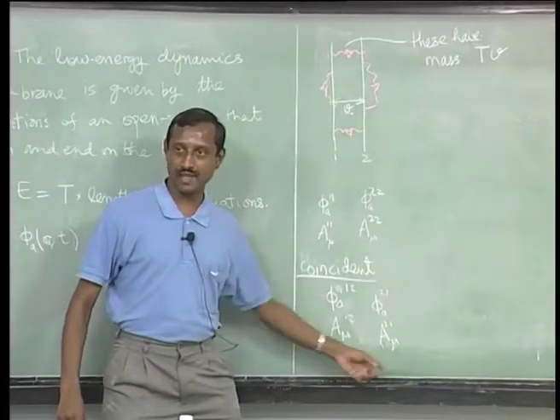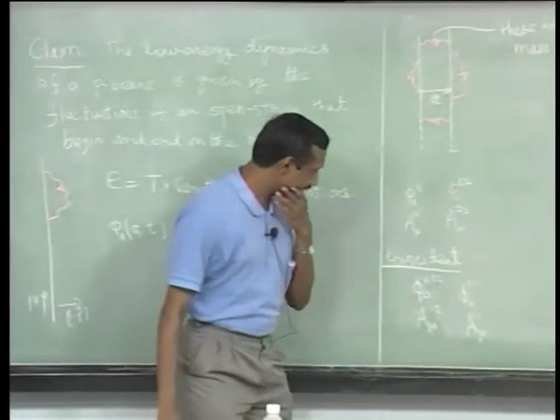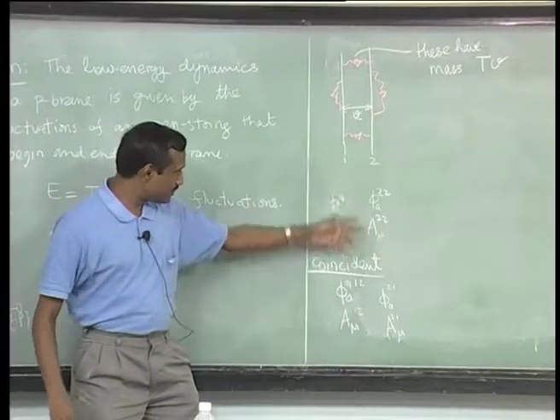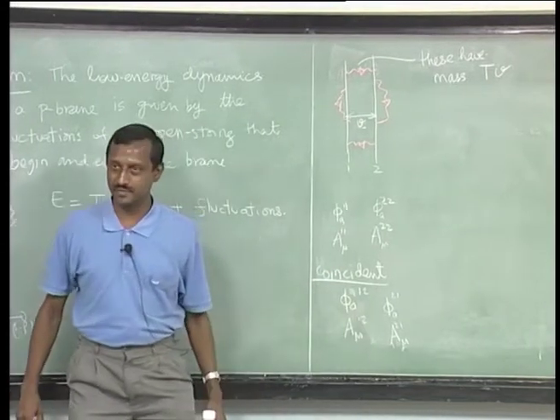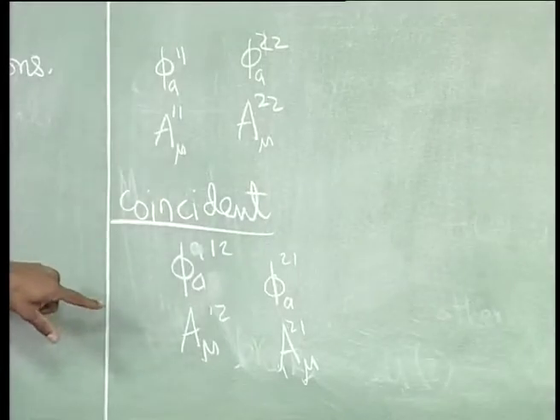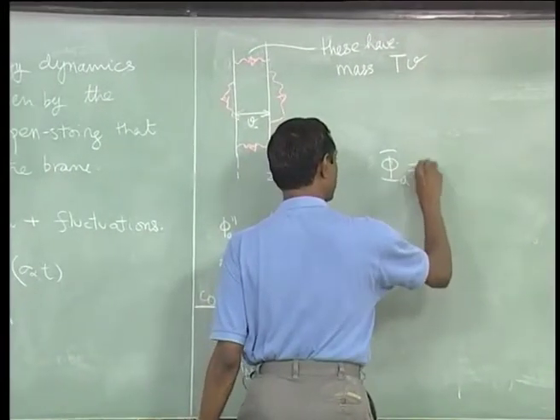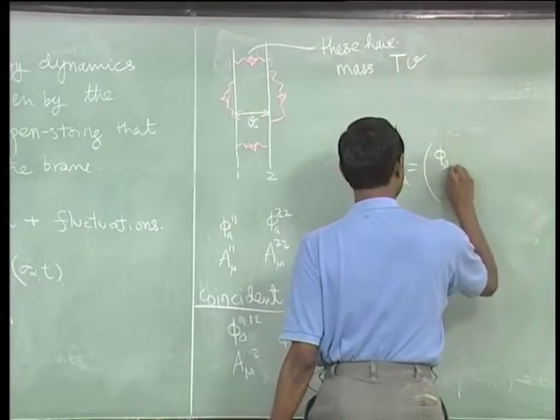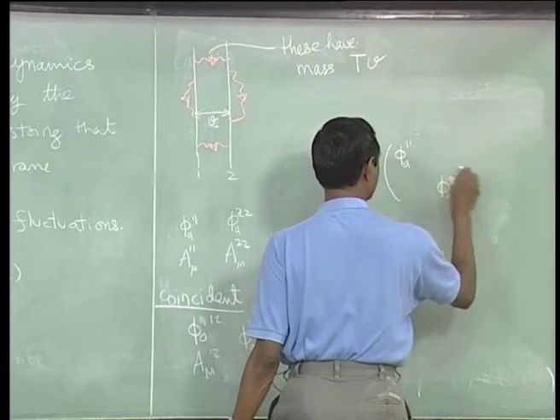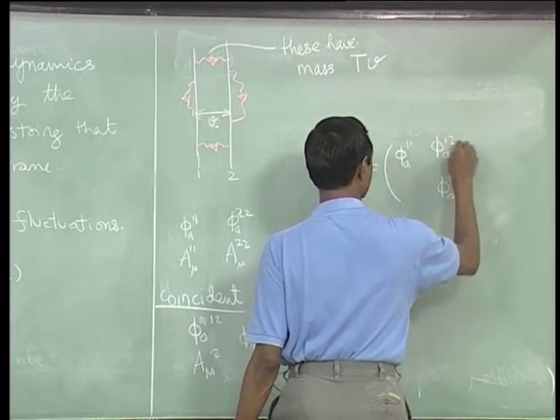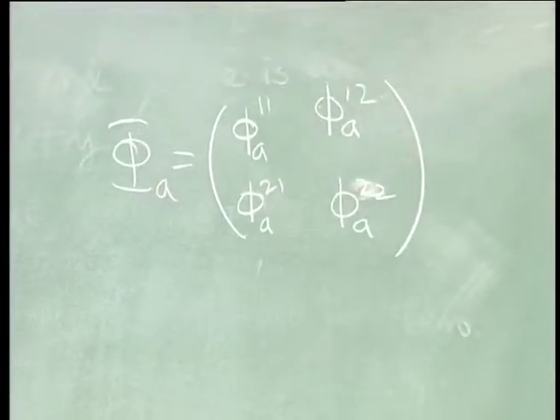When they are not coincident, these become massive, they are not low energy. But now you can see there is something neat happening. When they are coincident, it makes sense for me to collect 1 2 3 4 as a matrix and think of 1 1, 1 2, 2 1, 2 2 as the entries of the matrix. So I just defined for you a field phi a which has all these guys. And similarly here.